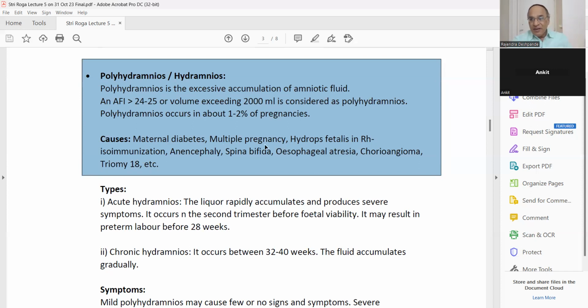Then multiple pregnancy. Maybe 1, 2, or 3 fetuses are in the uterus. That is also a problem. Then spina bifida, a problem with the spinal cord. I am not reading everything for you. This is a chromosomal problem, Trisomy 18. So you only need to remember 2 or 3 things.